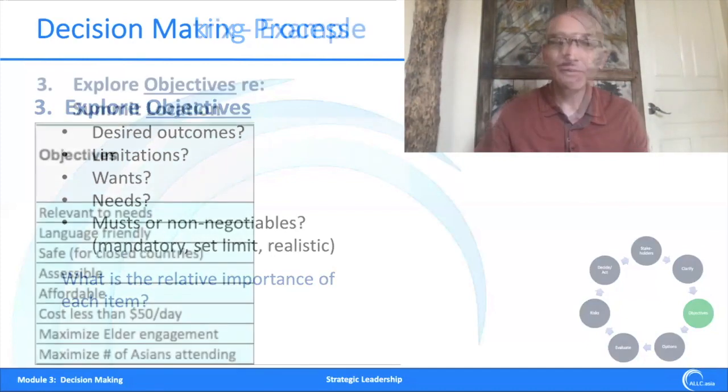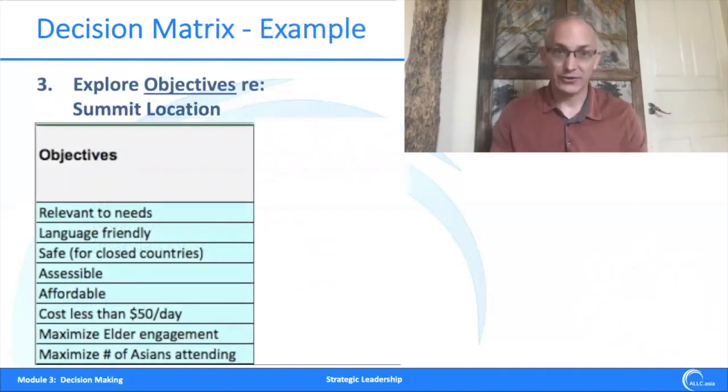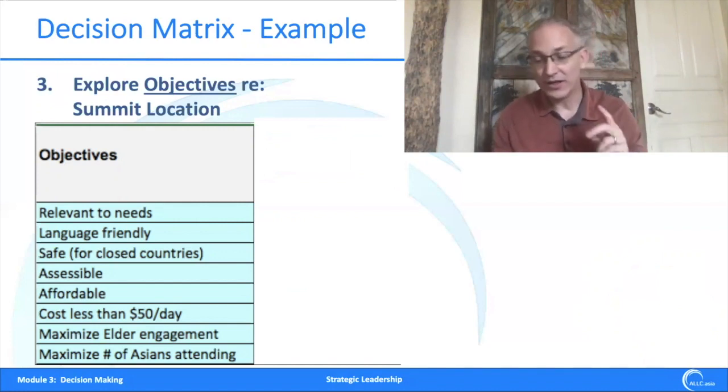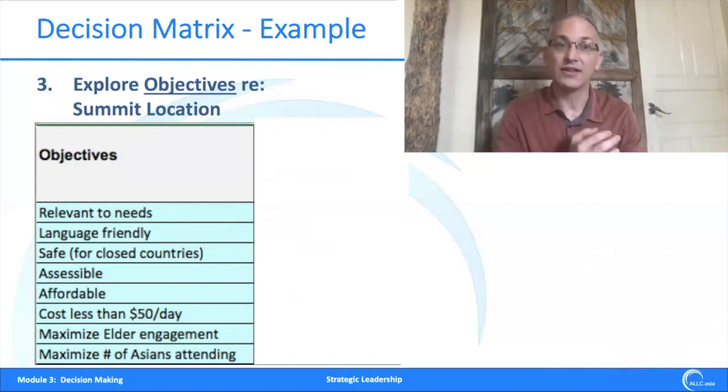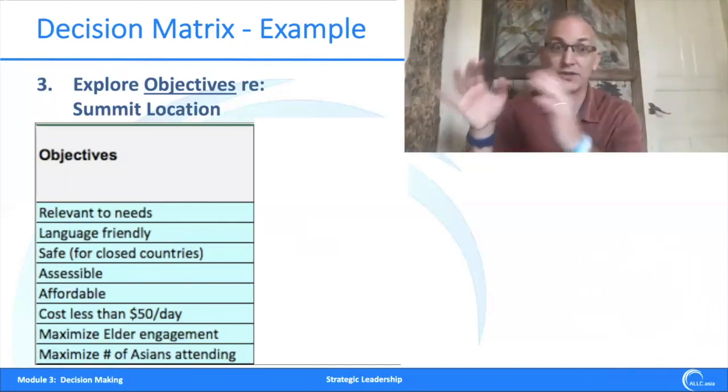Let's look at an example. So this is called a decision matrix, where we're going to list our objectives in one column, and then we're going to add more information about whether it's a must or a want and how relatively important it is into a matrix. So for our objective of the ALLC of identifying where our Leadership Summit location should be each year, some of the objectives we came up with was, well, we know that our Leadership Summit needs to be relevant to the needs of our leaders in Asia or in an area of Asia.